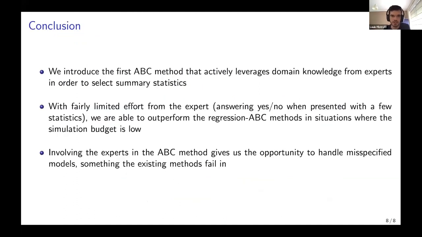So some take-home messages. We introduced the first ABC method that actively leverages domain knowledge from experts in order to select summary statistics, again, from a pool. And it involves fairly limited effort from the expert because the expert only has to give binary feedback, yes or no, and is presented with only a few statistics. And we show that we are able to outperform regression ABC in situations where the simulation budget is limited. And as I was saying just before, involving the expert also gives us the opportunity to detect misspecified models, which is something that the current methods could not do.